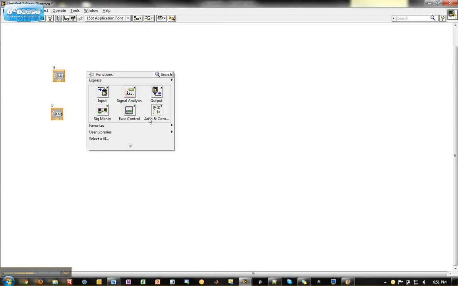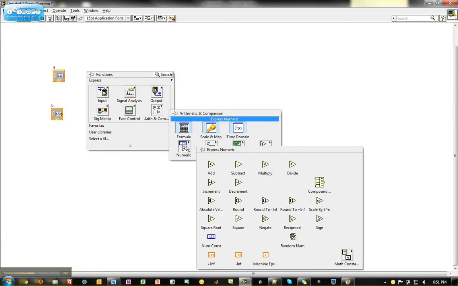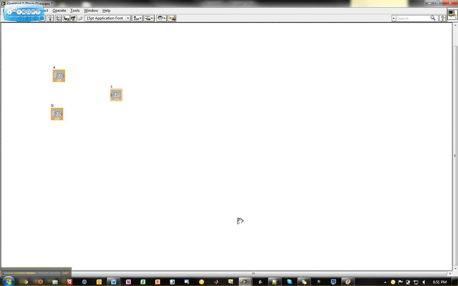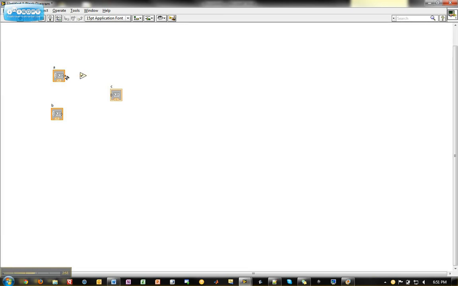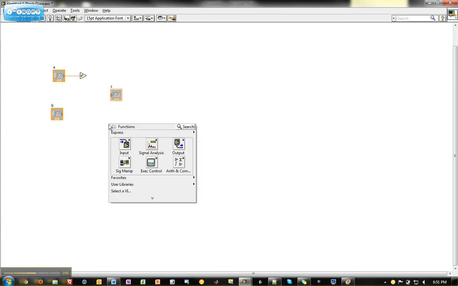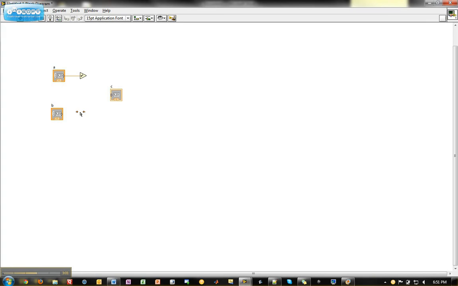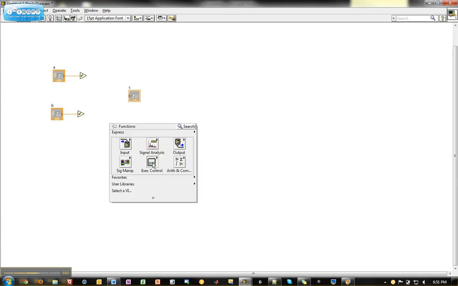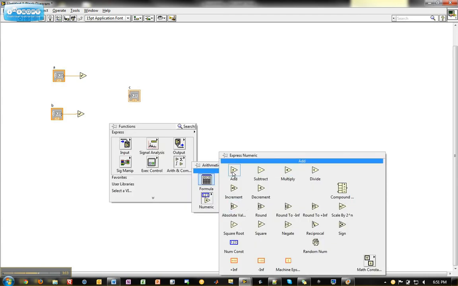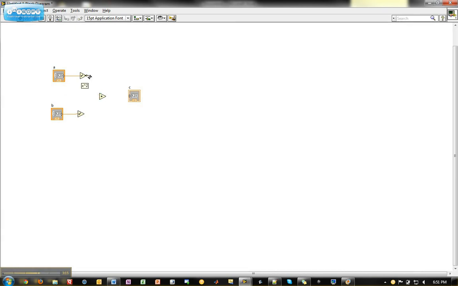So, you're going to right click, go down to arithmetic, go to numeric, and since we have A squared, we're going to click on the squared function. And then we're going to wire the A side that we know to that. Then we're going to right click again because we also have B squared. So we have B squared, we wire it to that. And since we have A squared plus B squared, we need the addition function, which we're going to wire A squared and B squared to.